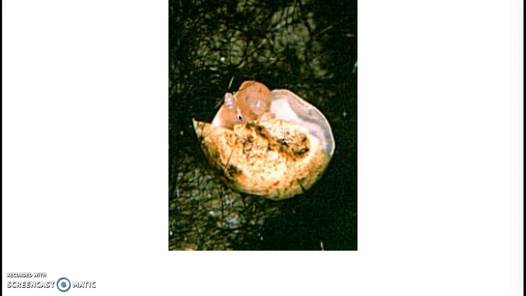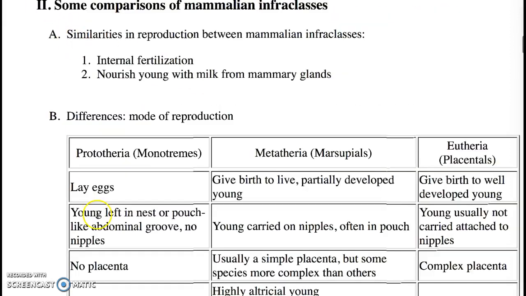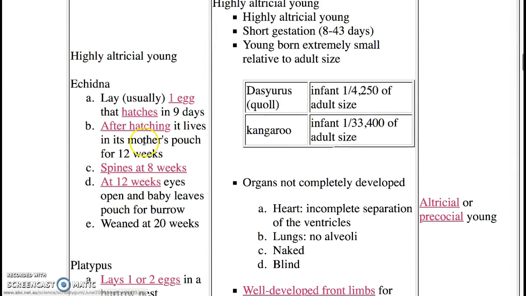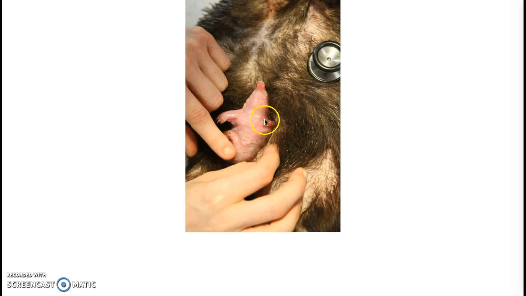Obviously it can't locomote, it can't get around. So it's very, very undeveloped. But it develops fairly rapidly over time. So right after hatching, it's going to live in its mother's pouch for about 12 weeks. It's going to get spines.